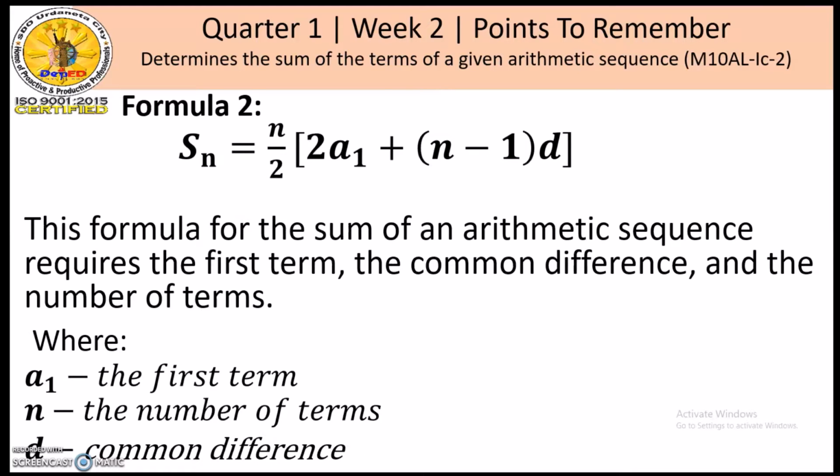We have your formula 2. S sub n is equal to n over 2 multiplied by 2 times a sub 1 plus quantity n minus 1 times d. This formula for the sum of an arithmetic sequence requires the first term, the common difference, and the number of terms, where a sub 1 is also the first term, n is the number of terms, while d is the common difference.